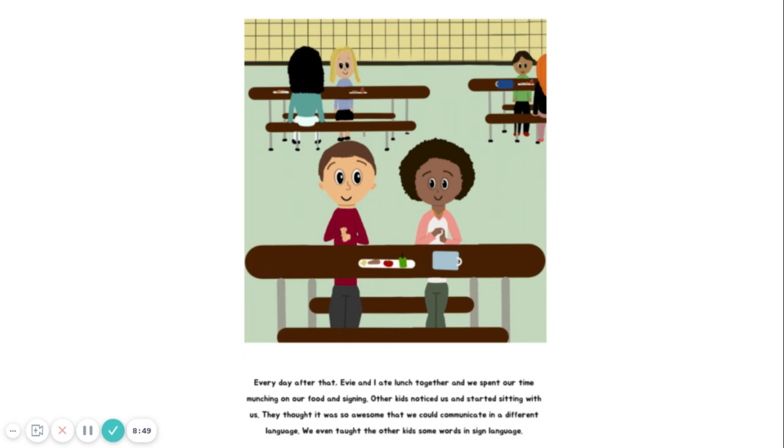Every day after that, Evie and I ate lunch together, and we spent our time munching on our food and signing. Other kids noticed us and started sitting with us. They thought it was so awesome that we could communicate in a different language. We even taught the other kids some words in sign language. So you can see that Evie is having a positive impact on Daniel, and they're encouraging other kids to come and sit with them now.